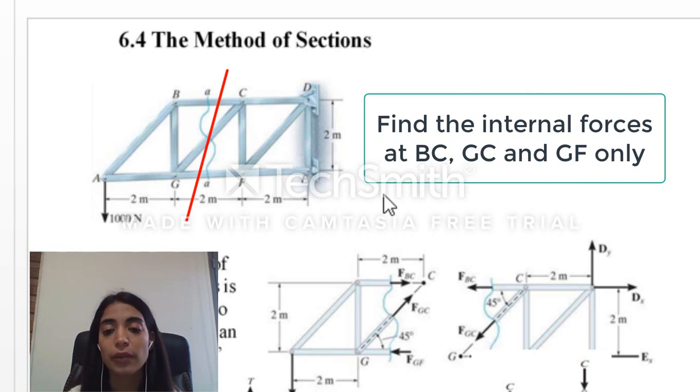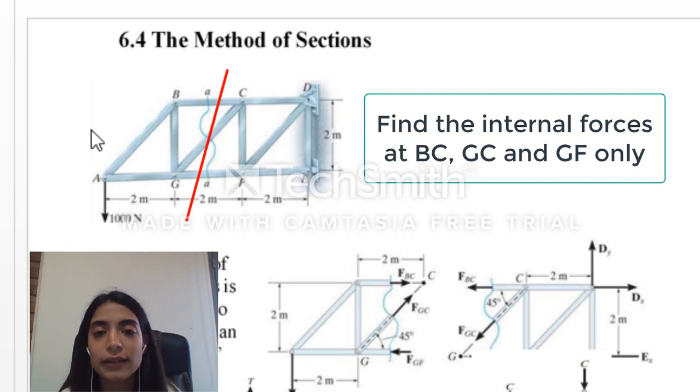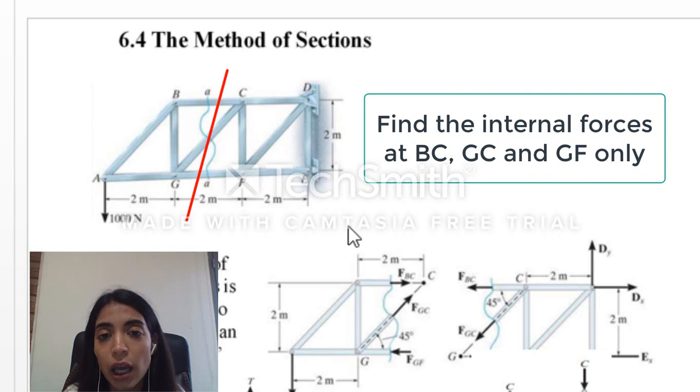Which means, guys, if I go back to this example and the question is to find the internal force at BC, GC, and GF only, it doesn't matter if you find the internal force in CD, FD, FE, AG, AB. My objective is to find the internal forces at BC, GC, and GF.